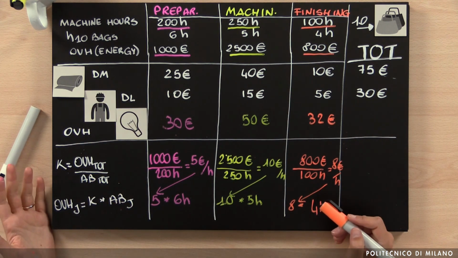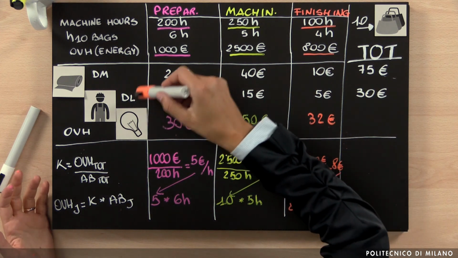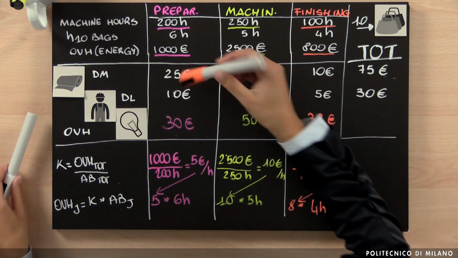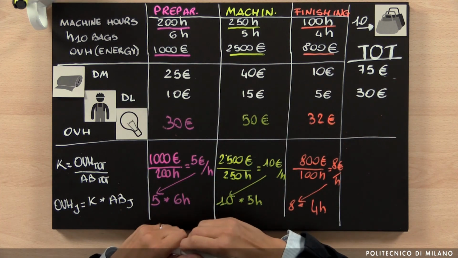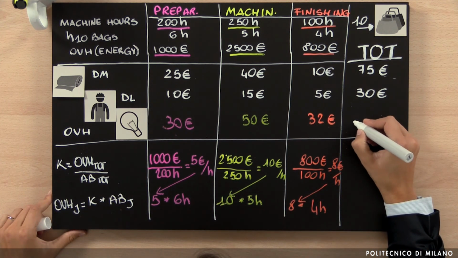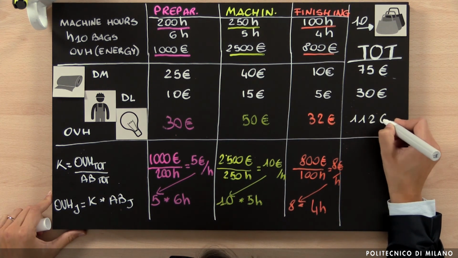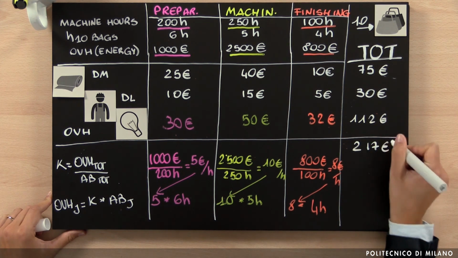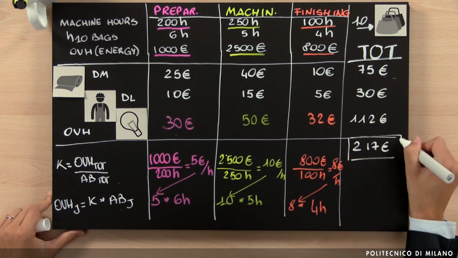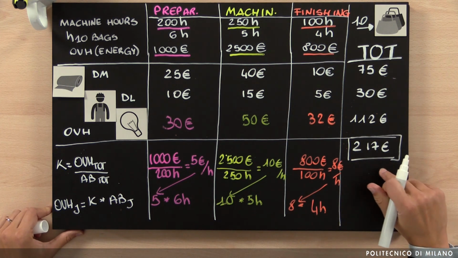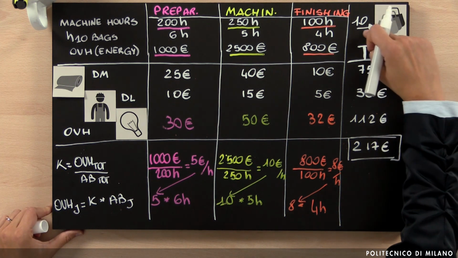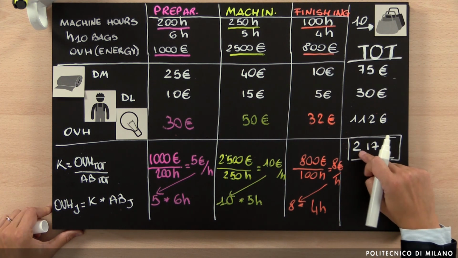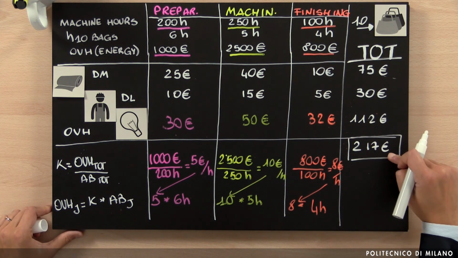How can we define the total cost of our job? That's simple. If we sum direct material, direct labor, and now if we sum also the value of the overhead, we will have 112 euros, so that we will have 217 euros, and this is the total cost of our job. So we can say that in order to realize our job of 10 bags, we need 217 euros of resources. Of course, if we want to define the value of one bag, we just need to divide this value by the quantity.